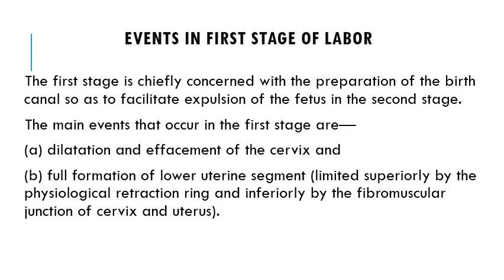Events in the first stage of labor. The first stage is chiefly concerned with the preparation of the birth canal so as to facilitate the expulsion of the fetus in the second stage. So the main events that occur in the first stage are dilatation and effacement of the cervix and full formation of the lower uterine segment. Now what is the lower uterine segment? It is limited superiorly by the physiological retraction ring and inferiorly by the fibromuscular junction of the cervix and the uterus.